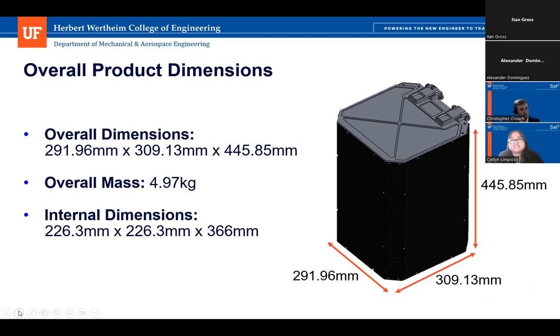The overall mass is 4.97 kilograms, and this meets the customer's requirement of having the CSD under 5 kilograms. The internal dimensions are 226.3 by 226.3 by 366 millimeters, which is the capacity needed for us to fit a 12U CubeSat into our CSD. And now Mackenzie will be going over our market approach.